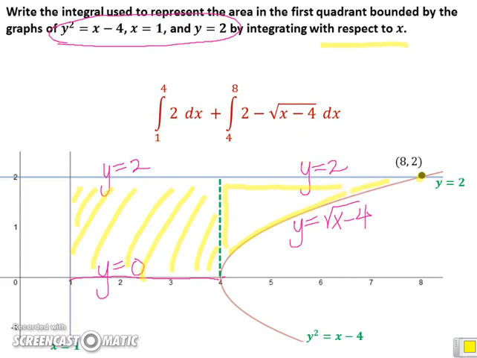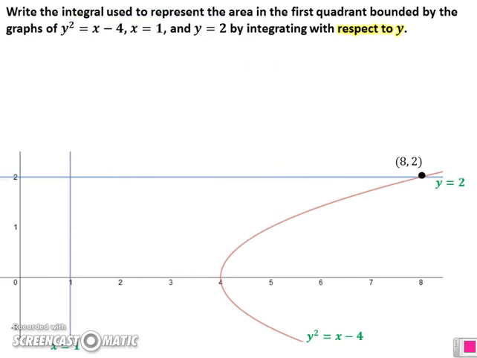So what happens though if we integrate with respect to y? Same problem, same example, same graph, but with respect to y now means we're dealing with horizontal distance instead of vertical distance. This is when we have to do the right curve minus the left curve. So the right curve, and if you notice, if you just check out in the first quadrant, we're going to be taking care of this section.